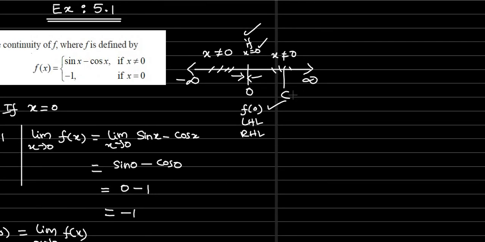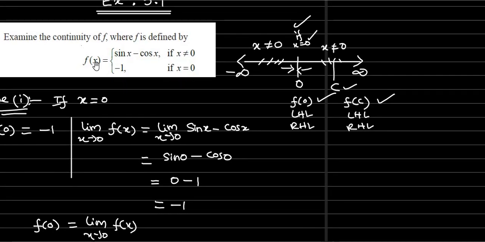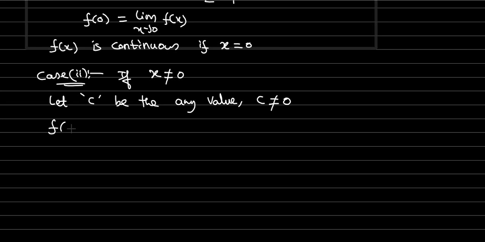Now to check the continuity at C, what things are required? f of C, the left hand limit and the right hand limit are required. Now let's find f of C. When we substitute C, which is not equal to 0, what is the suitable function? The first function. I'm going to replace x with C. The first function is sin x minus cos x, that means sin c minus cos c. Now the limit.